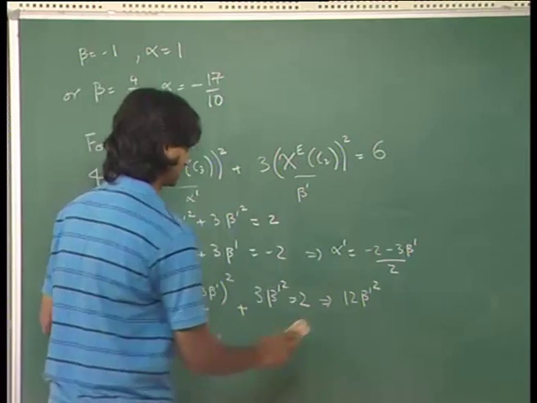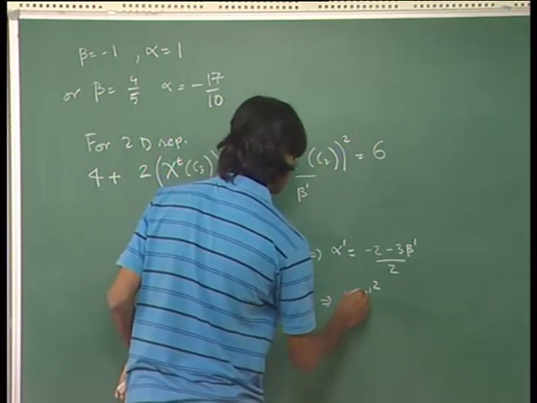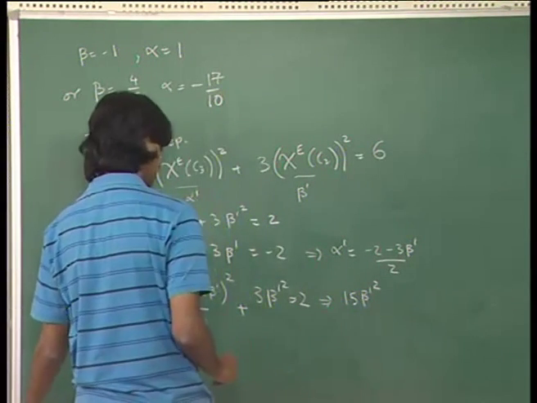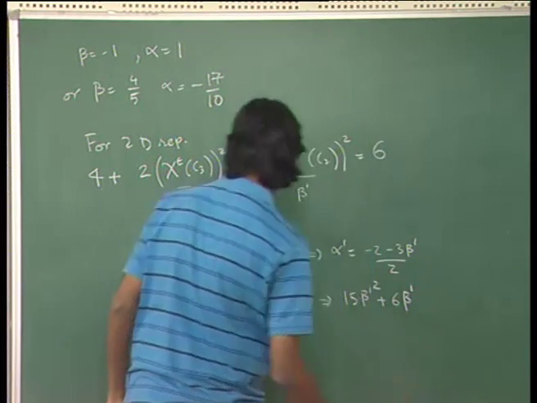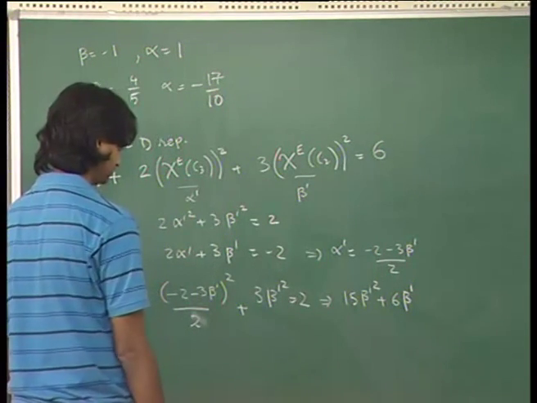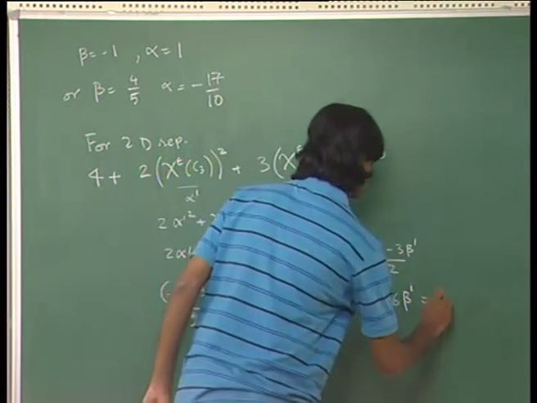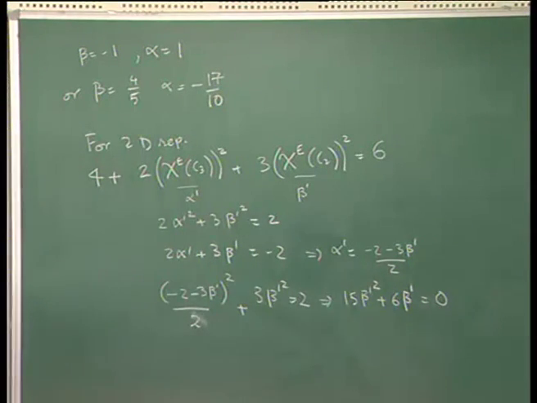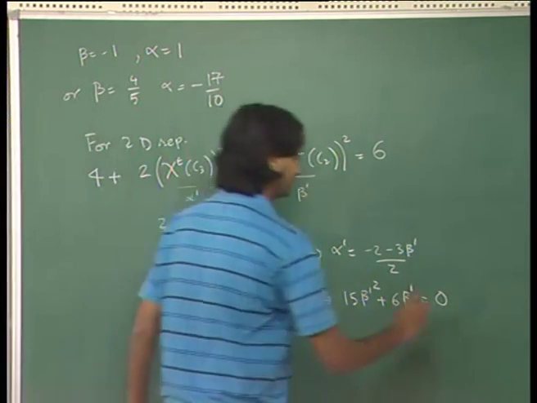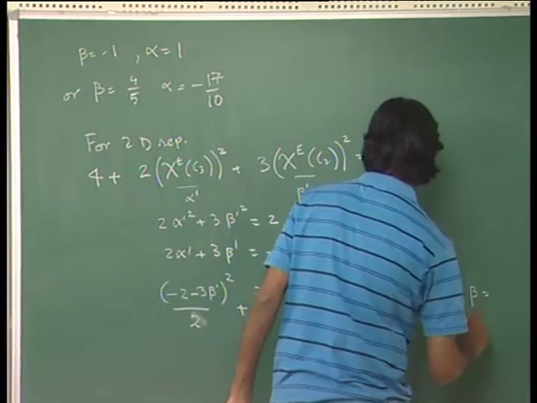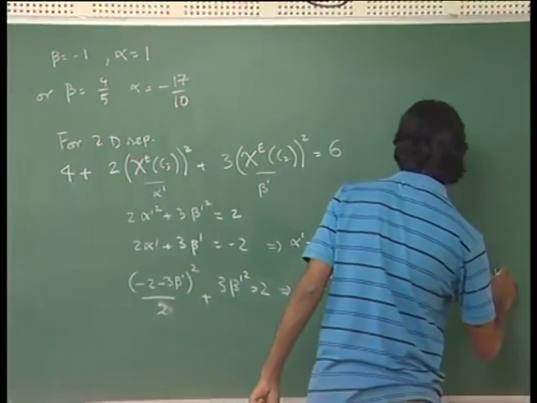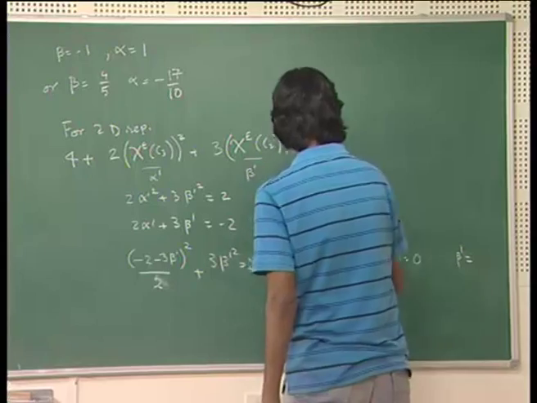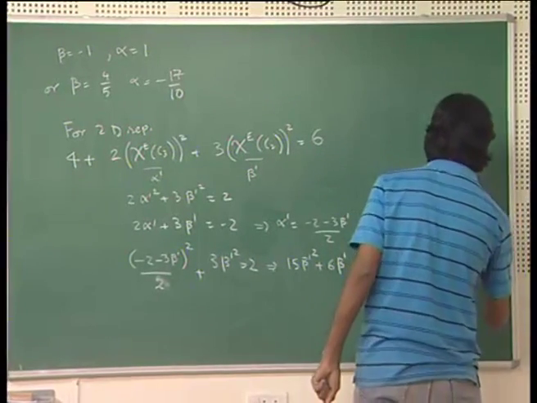Nine plus 6, 15. 15 beta prime square plus 6 beta prime equal to 0. Okay, so that will be the final result. So, this implies beta prime equal to 0 or beta prime is equal to minus 6 by 15. 6 by 15 is just 2 by 5.